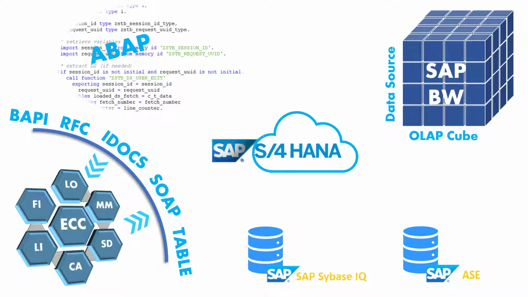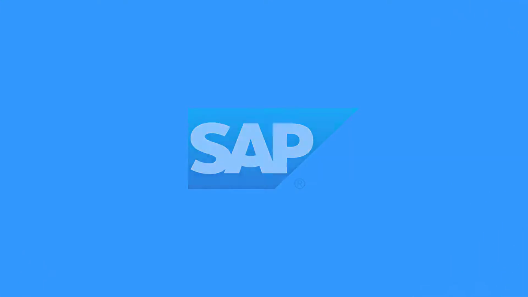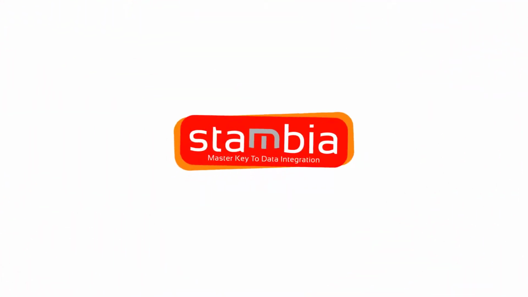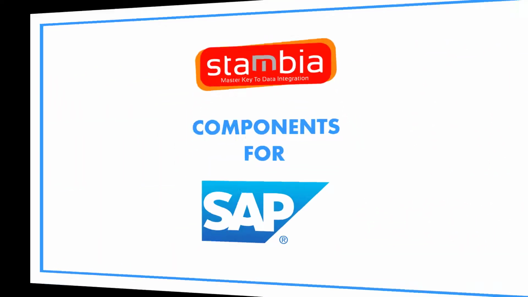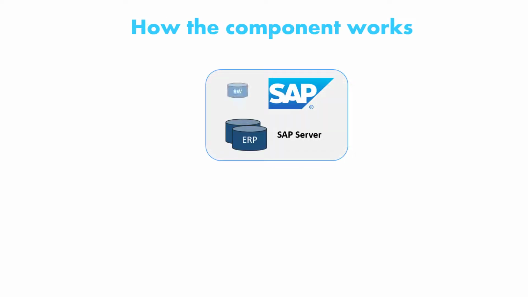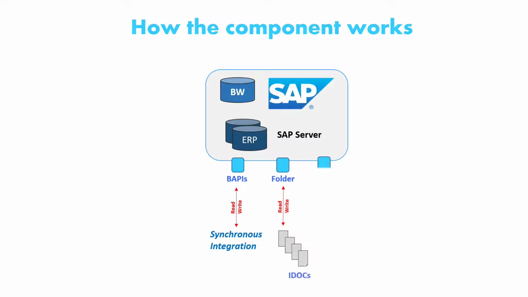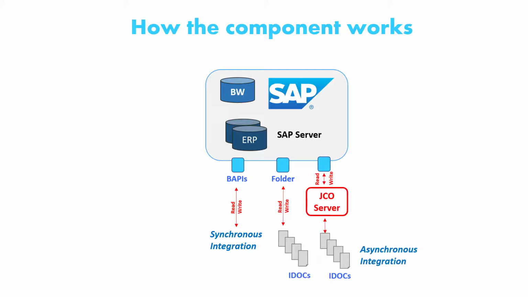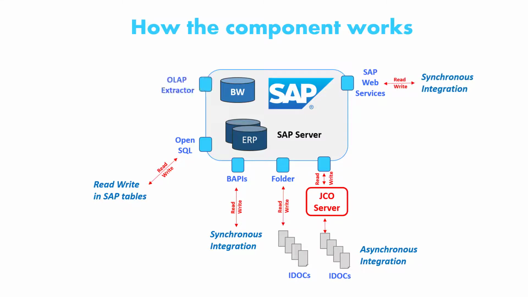Therefore, a solution which is comprehensive enough to work with all the different SAP technologies is really important for your IT teams. To simplify your SAP integration needs, presenting Stambia Component for SAP. Stambia Component works synchronously and asynchronously based on the methods to exchange data to and from SAP. The integration also includes extracting data from SAP BW and data sources.